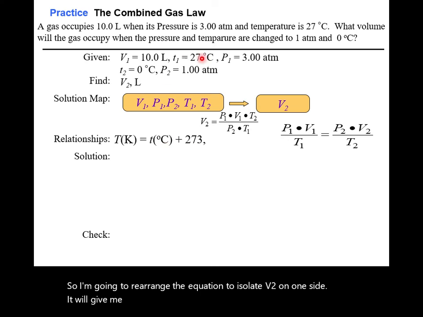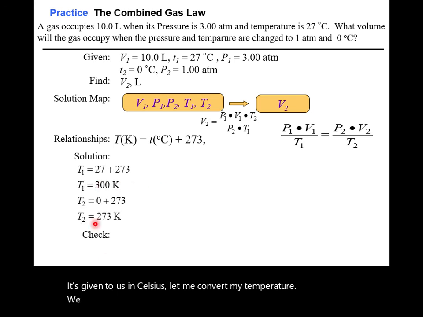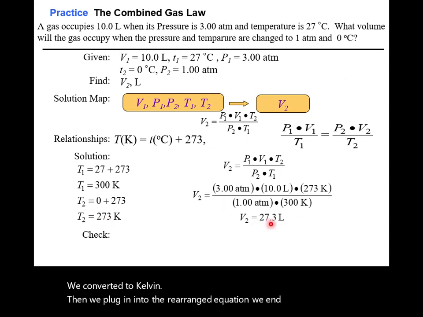Temperature must be converted to Kelvin. It's given to us in Celsius. So let me convert my temperature. We convert it to Kelvin. Then we plug into the rearranged equation. We end up with 27.3 liters.